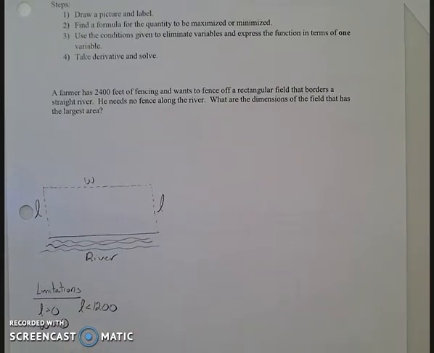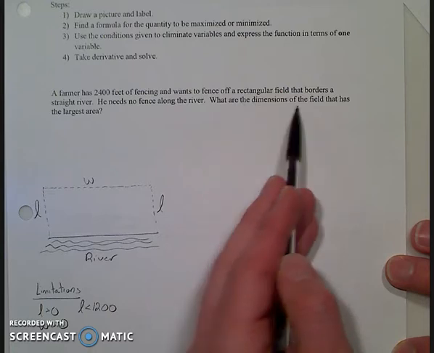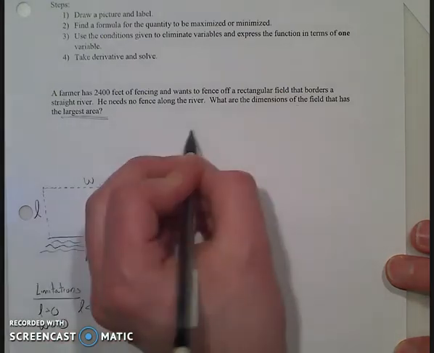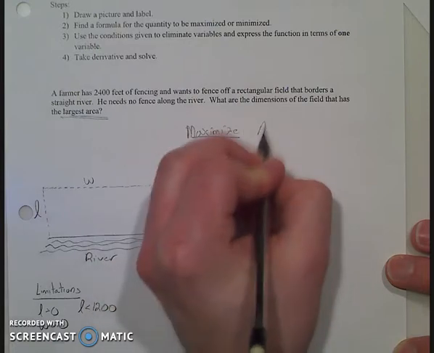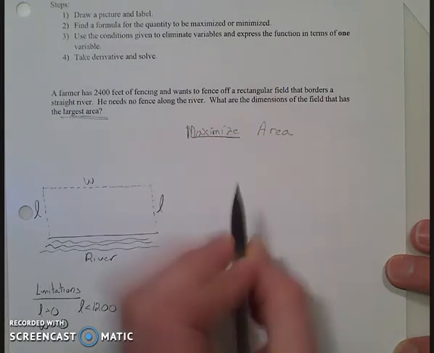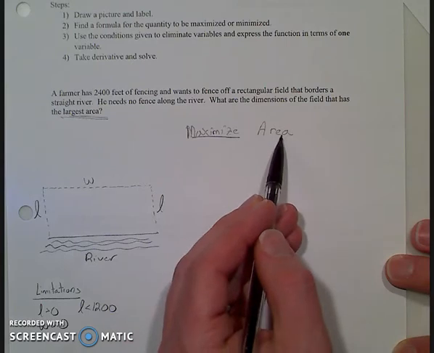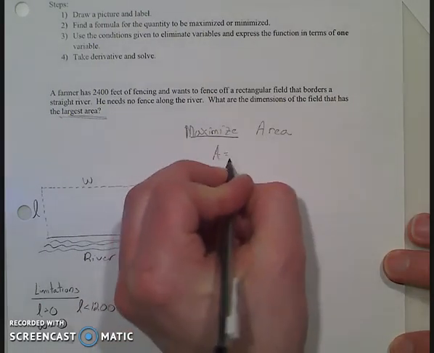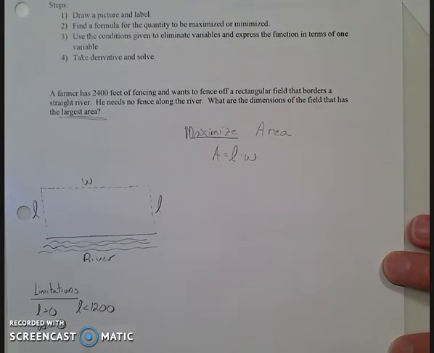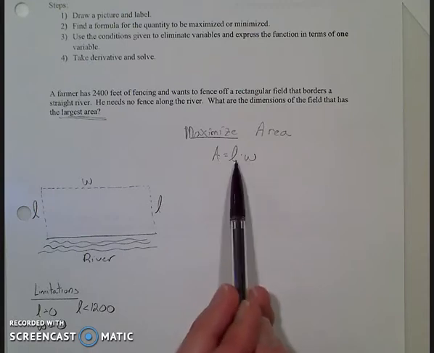So we're looking for a couple of things here. We're looking for the largest area. So what are we trying to maximize? We're trying to maximize the area, which means we're going to be taking the derivative of the area. So we've got to make sure that that's what we're taking the derivative of. In this case, the area is L times W. Well, that's great, but how am I going to take the derivative when I have 3 variables? I have A, L, and W.